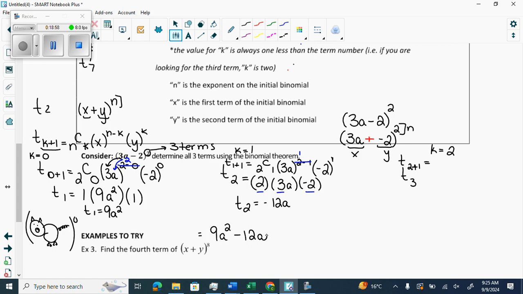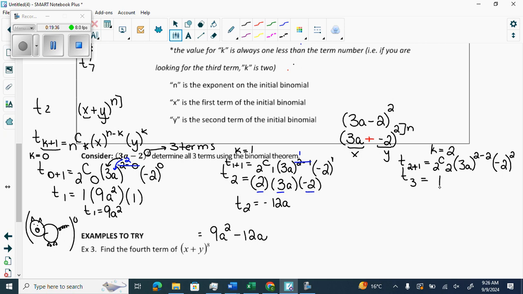And term 3, I want to do the same thing. So I'm going to get t2 plus 1, so k is 2 this time. This doesn't change, I get 2c2, x, which is 3a, to the 2 minus 2, and then y, which is negative 2, to the k, which is 2. Then term 2 plus 1 is term 3.